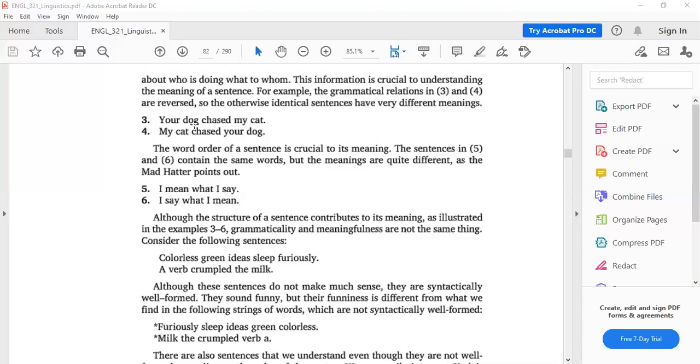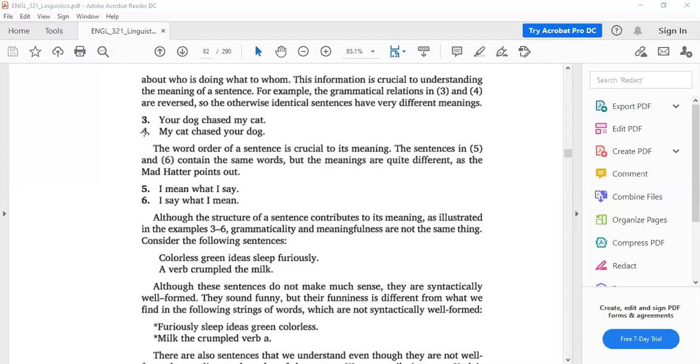Okay, this is the unmarked order, because English is SVO. This is a syntactic rule. Now, this syntactic rule specifies the grammatical relations. So your dog is the NP preceding the verb in 3, so your dog is the subject, and my cat is the NP following the verb in 3, so it is the object.